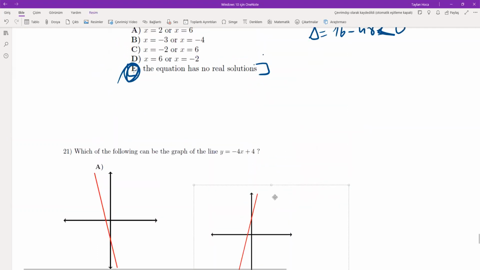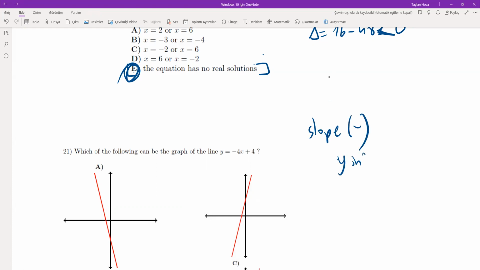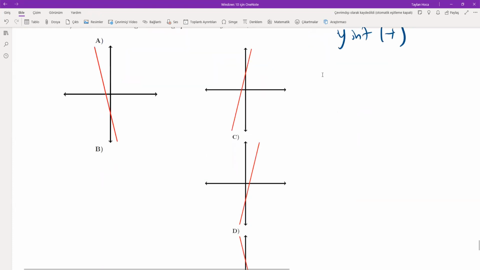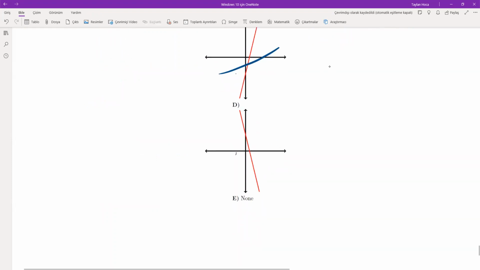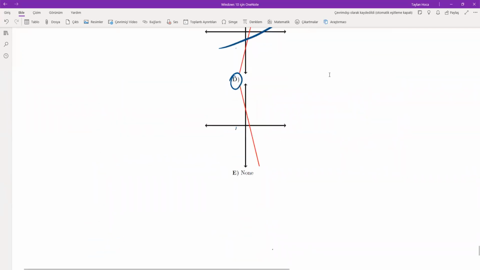So, which of the following can be the graph of the line y equals negative 4x plus 4? I think it's easy. You are going to have a negative slope. Slope will be negative, and y-intercept will be positive. Y-intercept negative, slope positive. Slope positive. Slope negative, y-intercept positive. I choose this one.